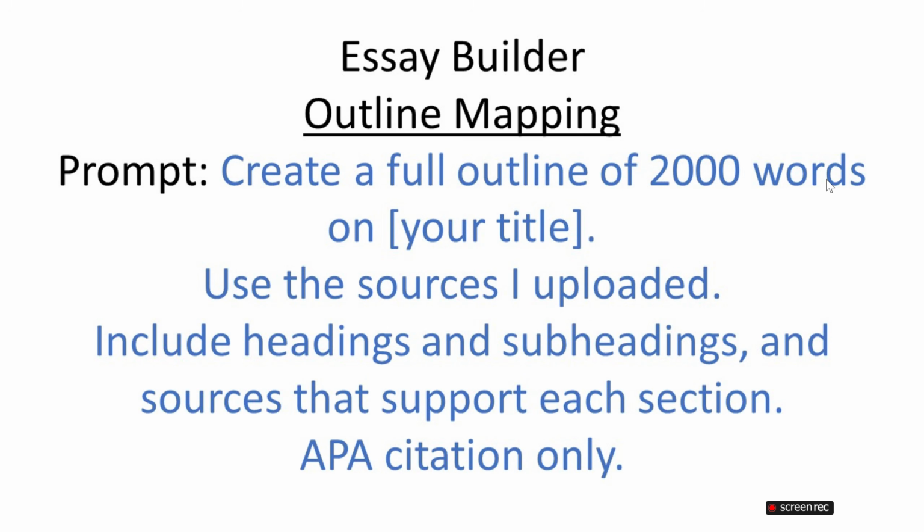to generate a response. Say you have been able to download 5 articles using ChatGPT, then you can load them back into ChatGPT and tell it to create a full outline, say 200 words, including headings, subheadings and sources. Support each section with APA citation only. So this is the prompt for the essay builder.